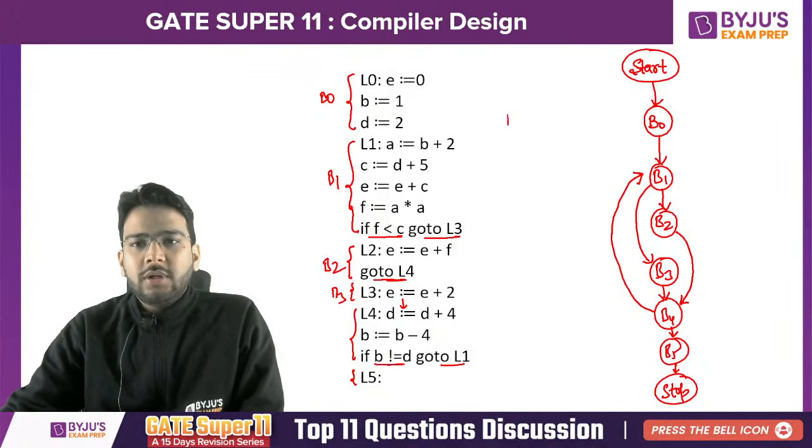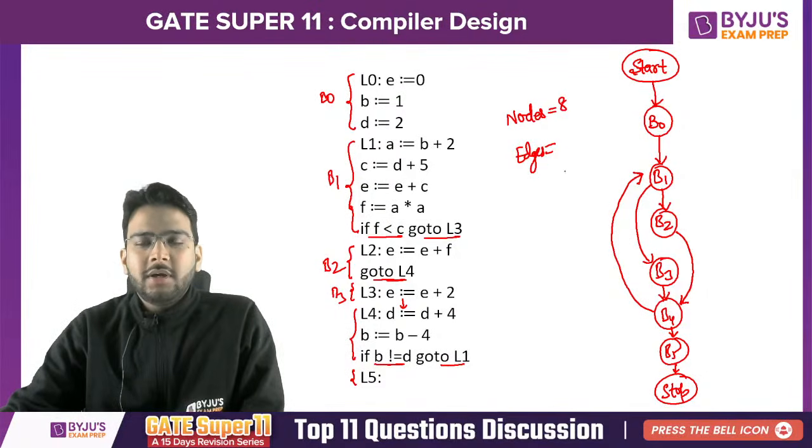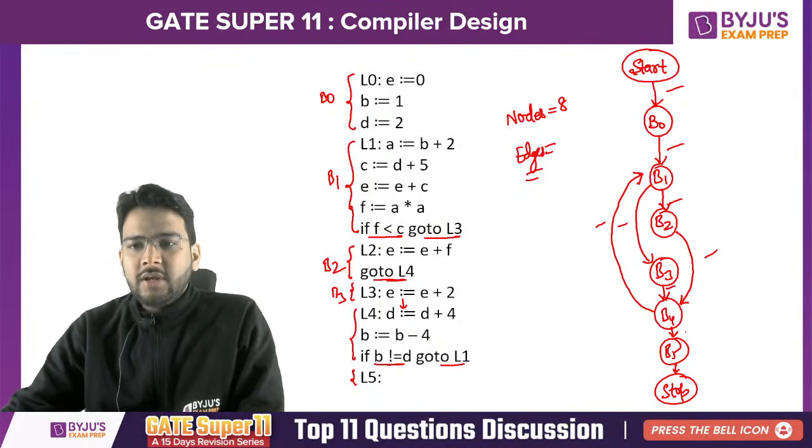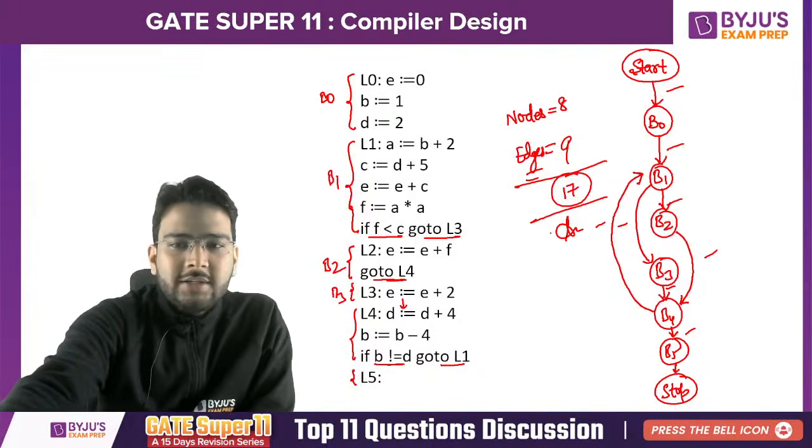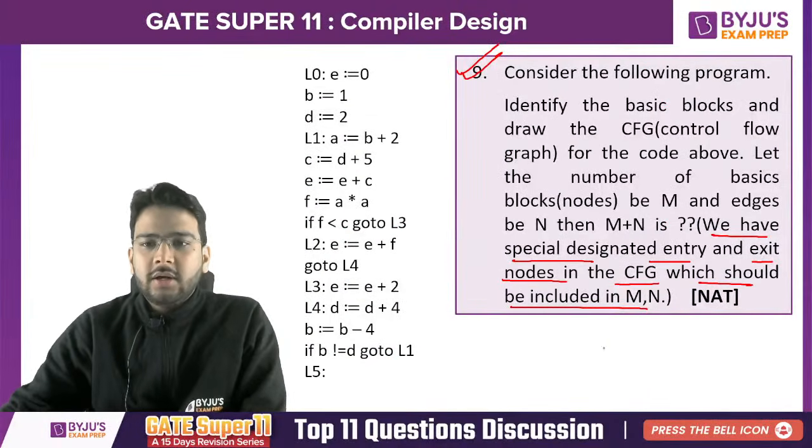Now you can count the number of nodes here and the number of edges. The number of nodes including start and stop will be 1, 2, 3, 4, 5, 6, 7, 8 nodes. And what about edges? 1, 2, 3, 4, 5, 6, 7, 8, 9. 9 edges will be there. So this is the value of M and N. If you add this 9 plus 8, it will be 17. 17 is your final answer. Yes, those who are getting 17, their answer is absolutely correct.